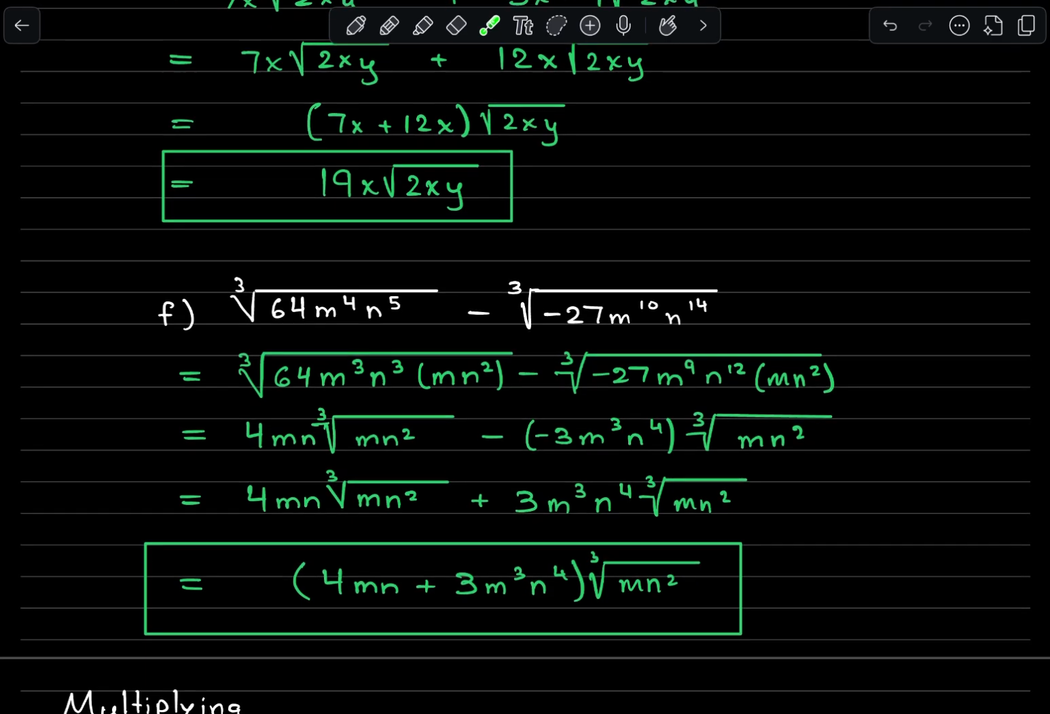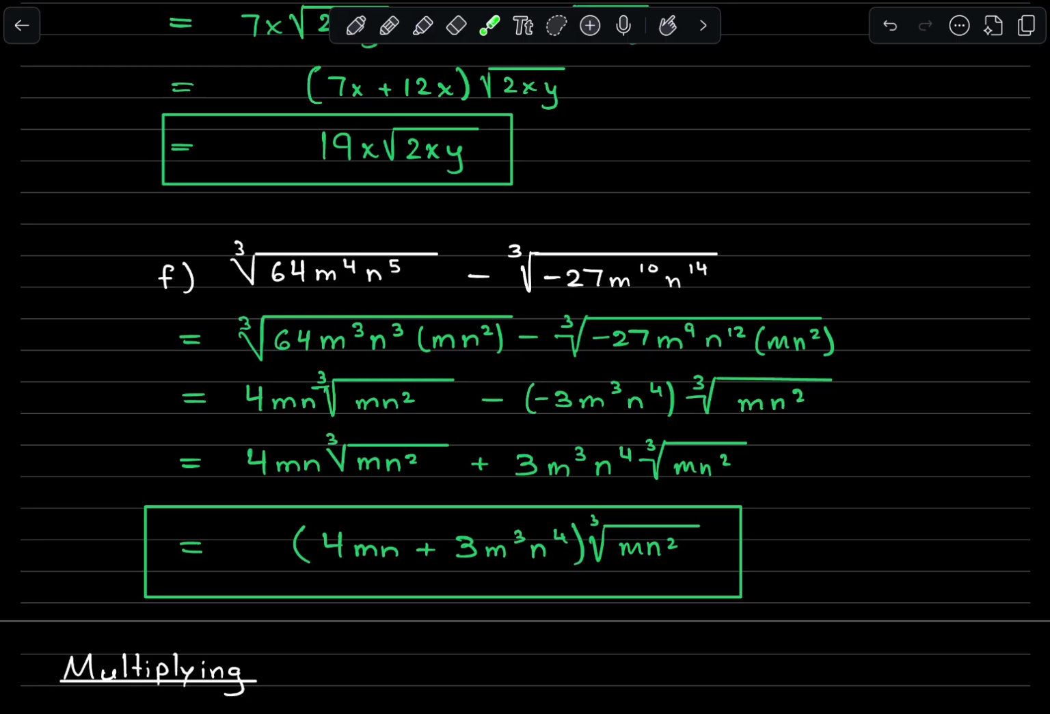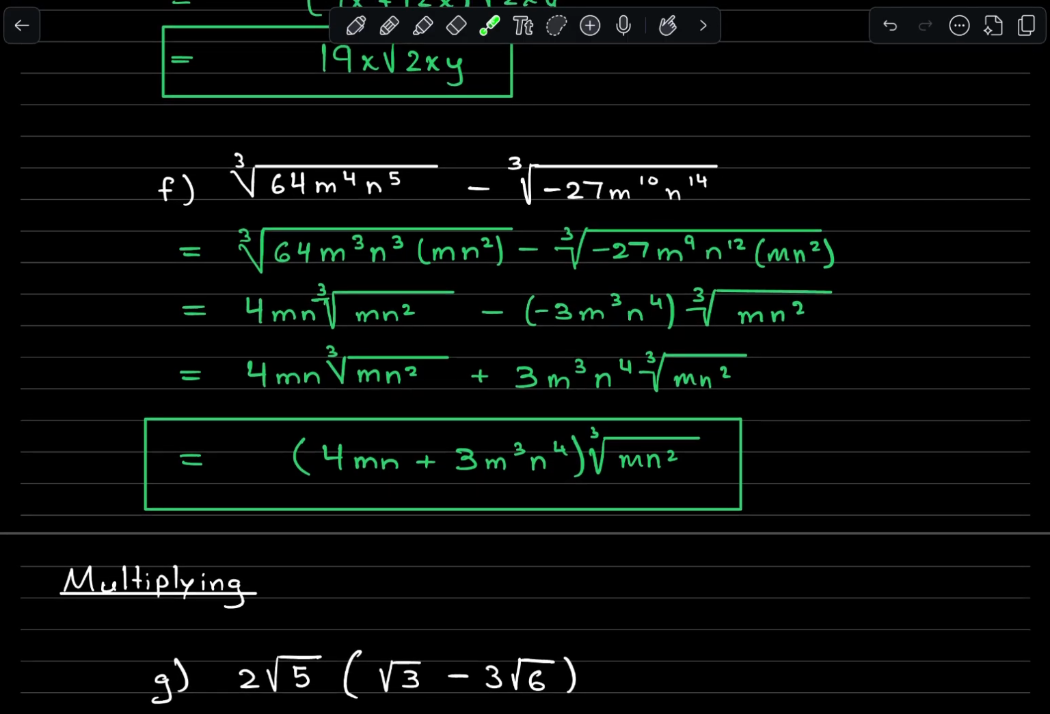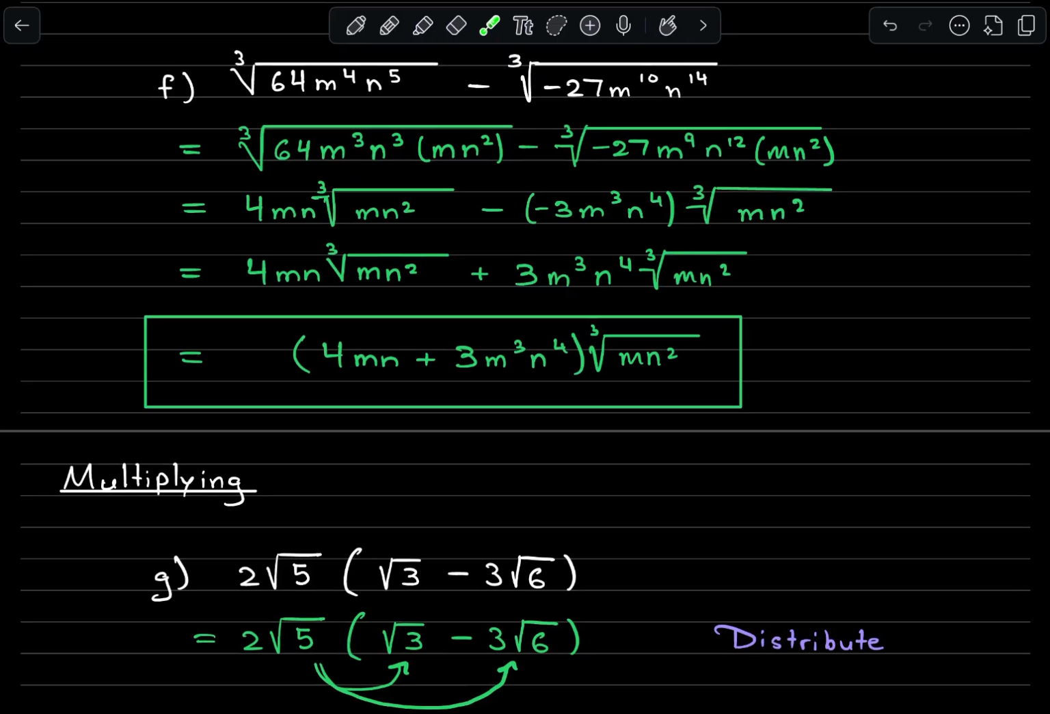Alright, so that's addition and subtraction with radicals. Let's think about multiplying. Okay, so example G. Now we've got 2 times the square root of 5 multiplied by, in parentheses, the square root of 3 minus 3 times the square root of 6. So why don't we start off by distributing first?